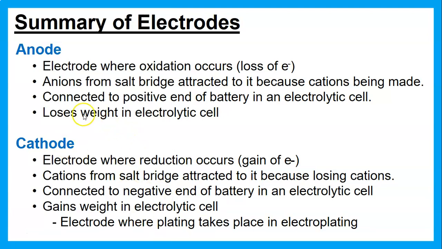And like we talked about on the previous slides, about which side gains and which side loses, when you're trying to electroplate something, when you're trying to cover it in a metal, that's going to happen at the cathode because that's where the mass is being gained. Remember, the red cat needs to gain some weight. Okay, so let's look at these two terms, galvanic versus electrolytic.